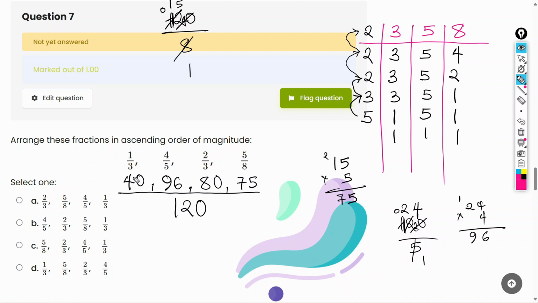The smallest number is 40, so 1 over 3 should come first. The next number is 75, so 5 over 8 comes next. The next number is 80, so 2 over 3 comes next. And then 96, 4 over 5. So 1 over 3, 5 over 8, 2 over 3, 4 over 5. That's right here.